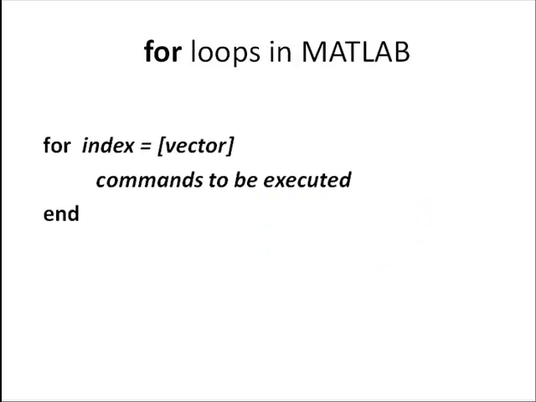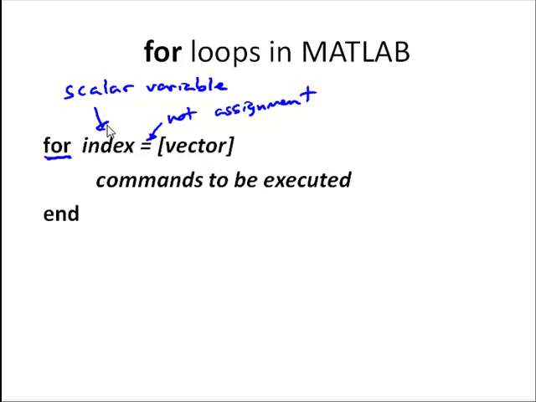So let's talk about a for loop. A for loop in MATLAB has the following syntax. You use for some index, which will be a scalar variable, equal to a vector. Note, this is not necessarily an assignment in this case. We're not setting the index variable equal to whatever's in this vector. What the for command does is it will pass through each value in the vector as it executes the commands inside the loop. So here are the commands inside the loop.